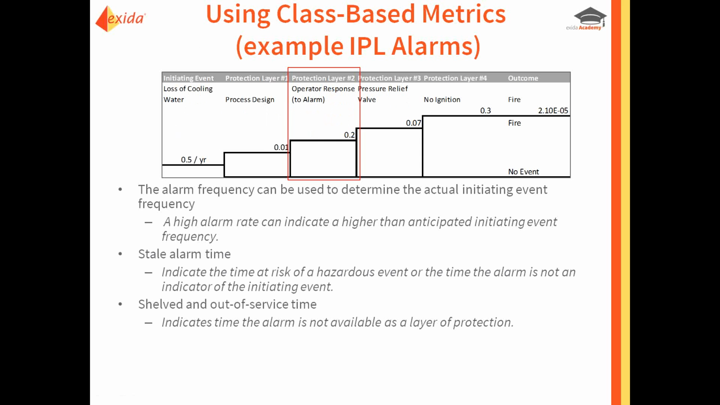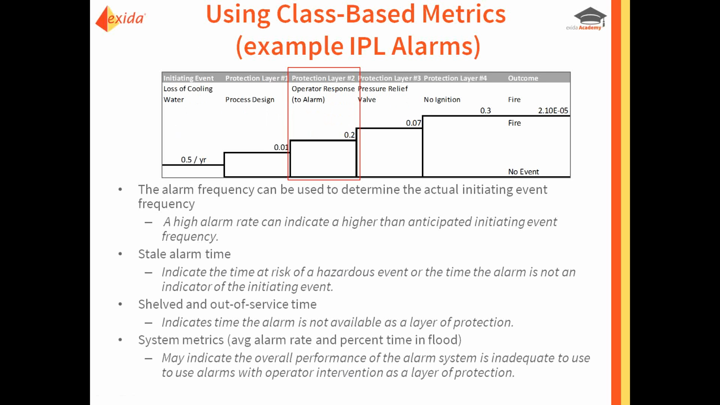The amount of time, again, that the alarm is suppressed, whether it's shelved or out of service, again, represents time where layer number 2 of the IPL stack would not be available. So its probability of failure on demand would be 100% during the time the alarm was suppressed. Now these were all specific metrics related to alarms in a certain class.